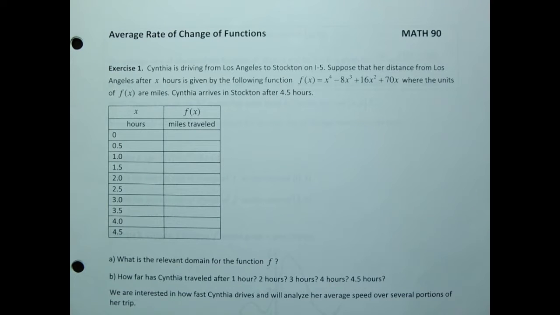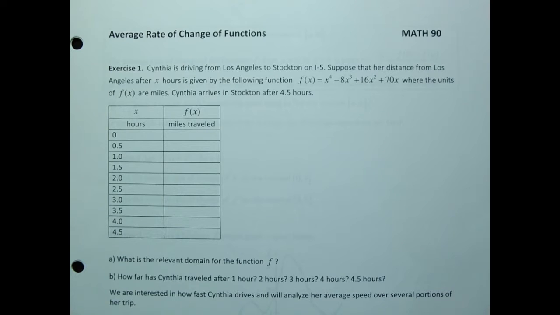We're going to start working on a new handout called Average Rate of Change of Functions. The material in this handout is related to linear functions. Linear functions have a constant rate of change, and that constant rate of change is the slope of the linear function. Other kinds of functions don't have a constant rate of change, but we can talk about something called average rate of change. Average rate of change is related to the idea of slope, but there's a little bit more to it. So let's start talking about this example.